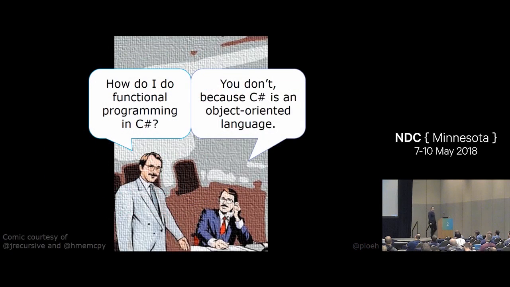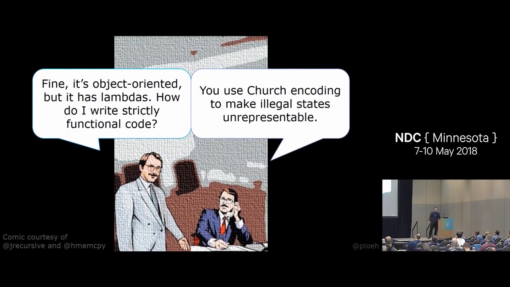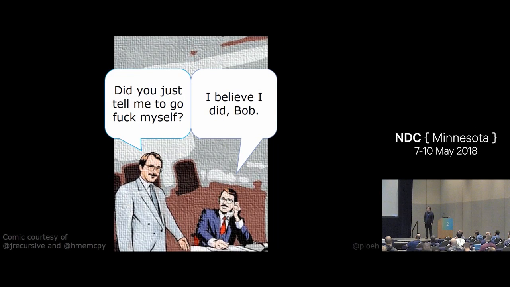So how do I do functional programming in C#? Well, you don't, because C# is an object-oriented language. Fine, it's object-oriented, but it has lambdas. How do I write strictly functional code? Well, you use Church encoding to make illegal states unrepresentable. Well, did you just tell me to go fuck myself? I believe I did, Bob.